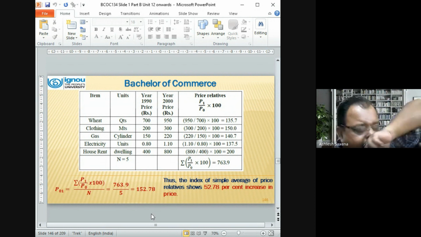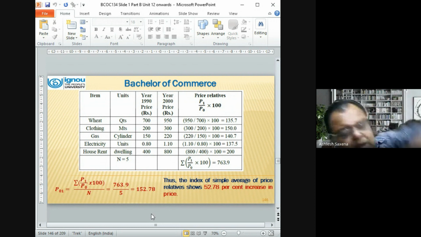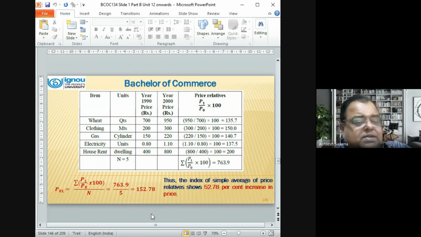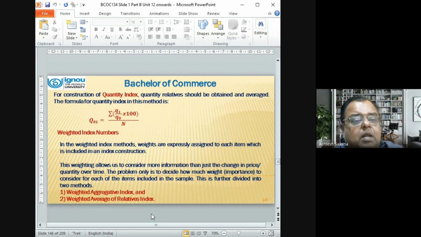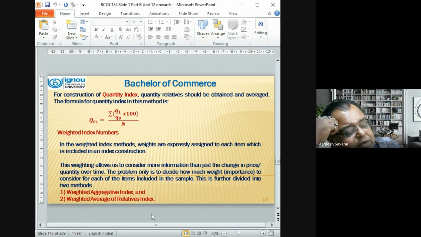Because in this part there are different formulas, but the calculation is simple. Either you have to add or multiply. For construction of the quantity index, again this will be replaced by Q: Q01 is equal to summation of Q1 upon Q0 into 100 divided by n.